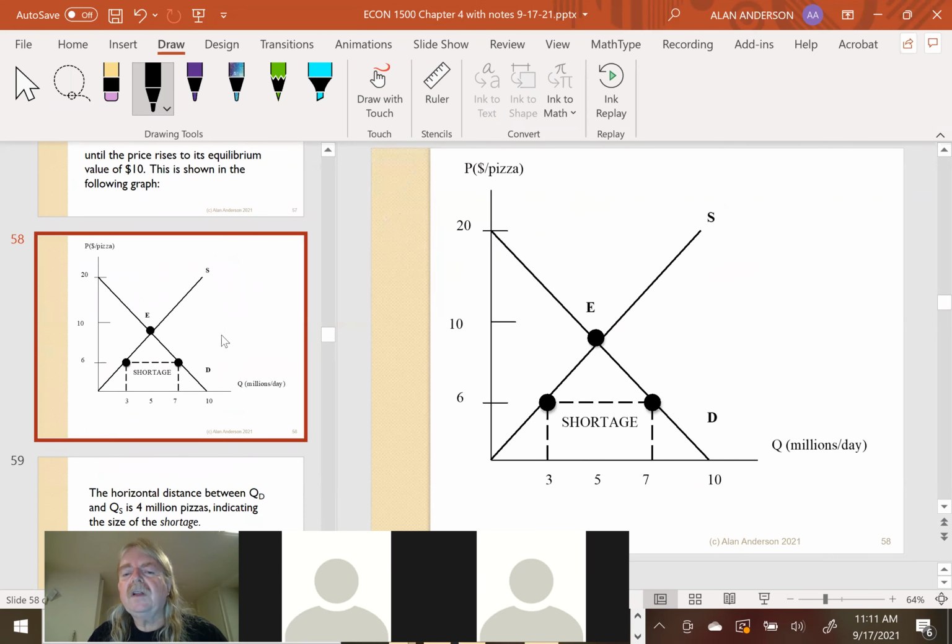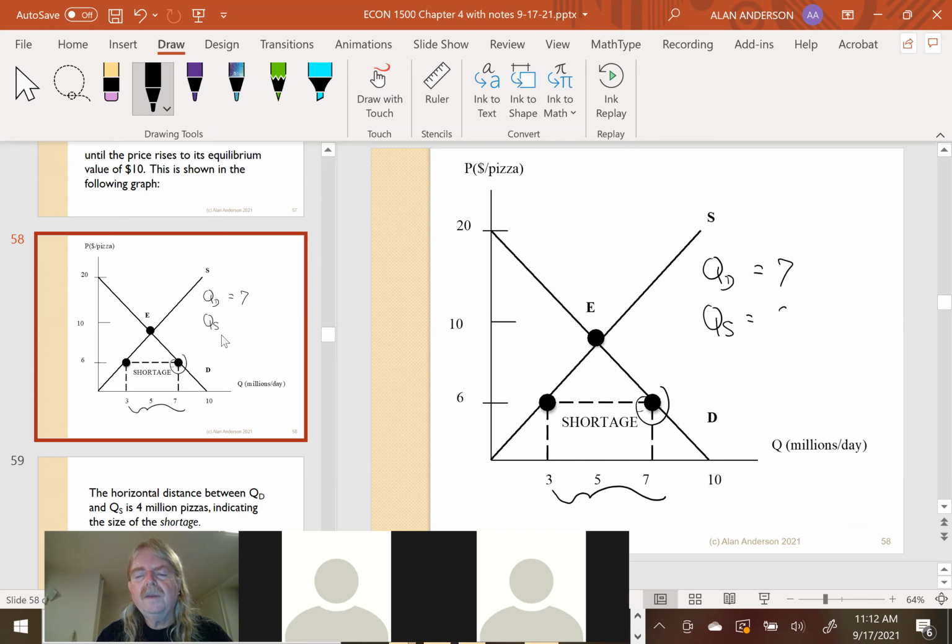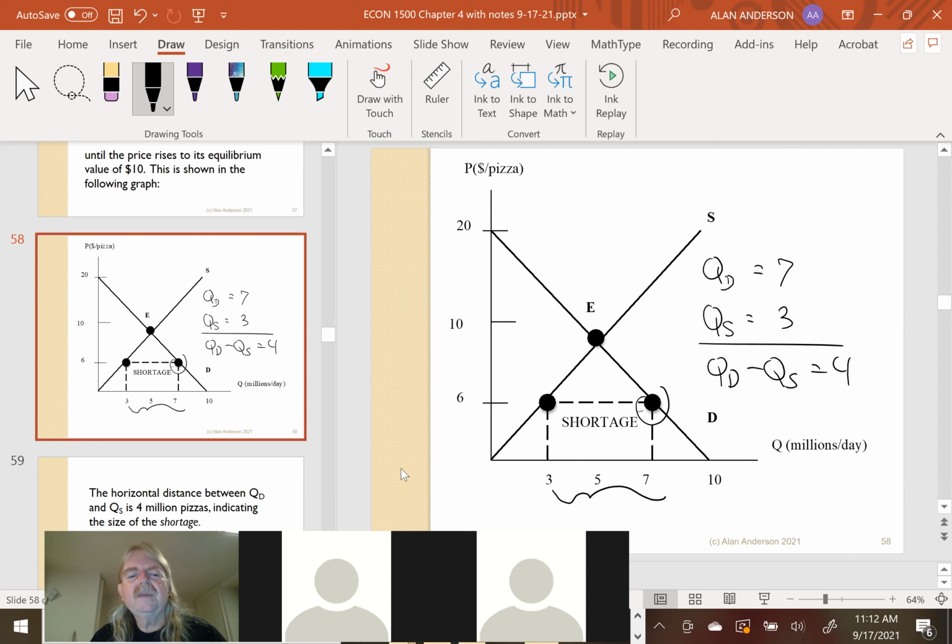Oh, and by the way, that would look like this. So in other words, imagine here's your graph. The equilibrium price is 10, but we're charging 6. The shortage is the horizontal distance between these 2 points. QD is 7. QS is 3. The difference is 4, and that is a shortage because that's where people want to buy more pizza than is available. Okay.